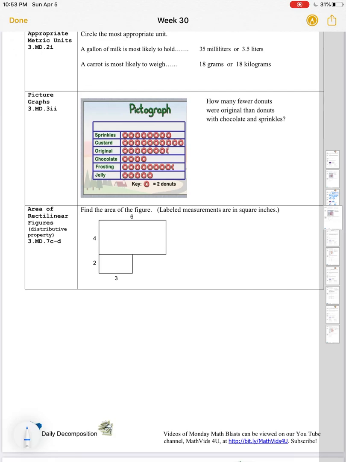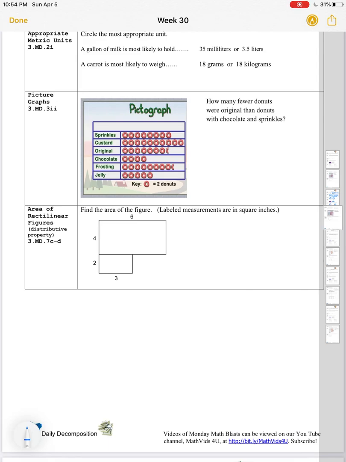Appropriate metric units. Circle the most appropriate unit. A gallon of milk is most likely to hold 35 milliliters or 3.5 liters. Here I want to visualize the units we're talking about. 35 milliliters. Well, a milliliter is like an eyedropper worth of liquid here. So it would be like 35 drops of milk.